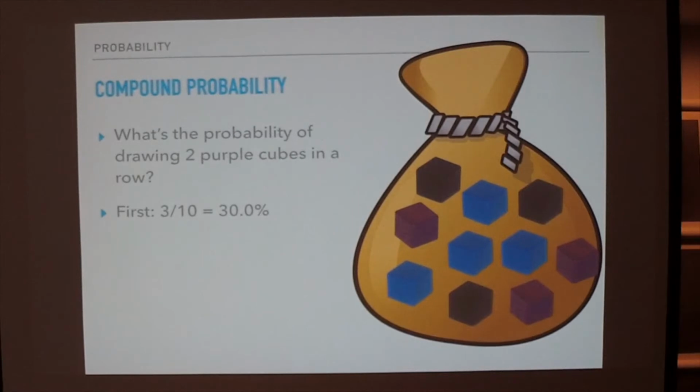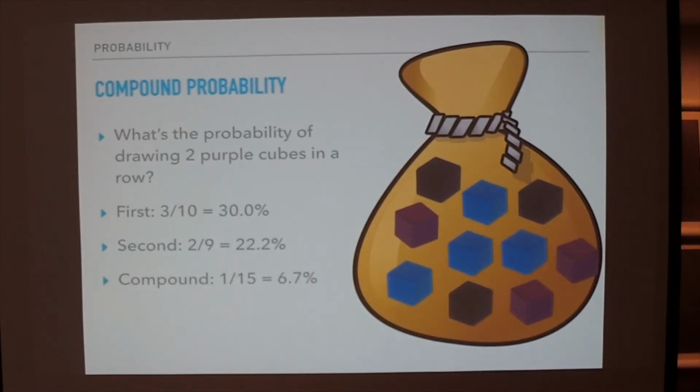But in this case, we're not putting the cube back in the bag, right? The next cube we draw, it's removing, so the set has changed. So the second time is 2 out of 9, assuming I succeeded at the first one. And when you're doing compound probability, you're always assuming the first one succeeded, because if the first one didn't succeed, then everything else is lost anyway, right? So assuming the first one got what we wanted, the second one will have a 22% chance of succeeding.